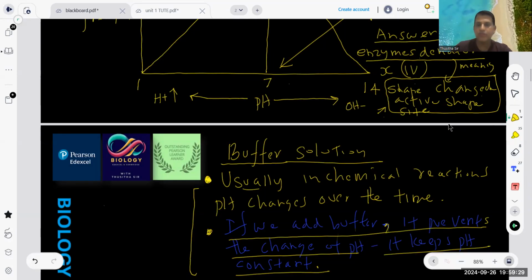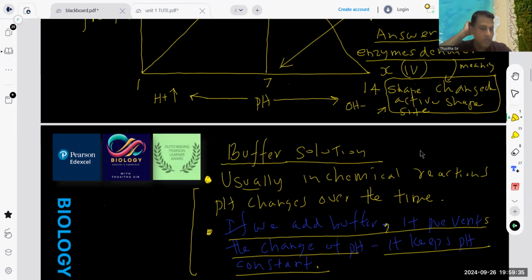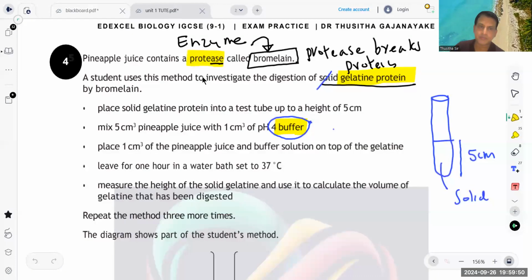So we almost revised enzymes, the most important thing about enzymes, but still we have one question to answer. Temperature: what is happening at low temperature? What is happening at high temperature? Why is the rate low in both temperatures? Right, so I think we go back to the question again.